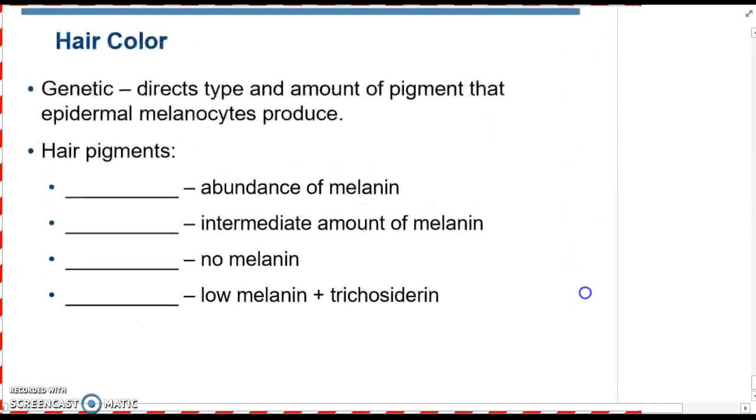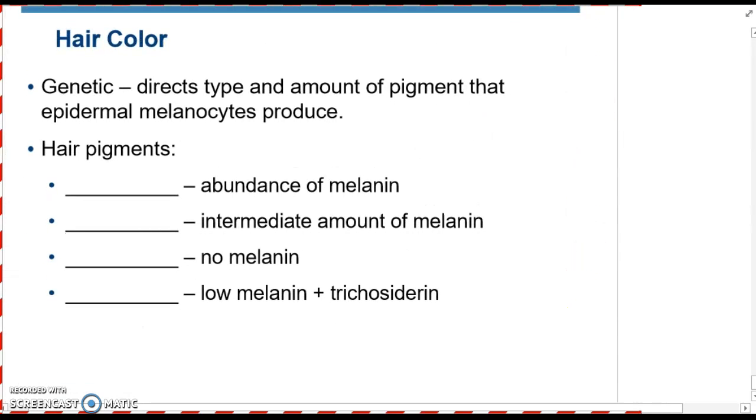I think this is the last thing here. Okay, so hair color. We're again thinking about the external. This is an accessory organ, the hair. So what determines it? Genetics. Information from your mom and information from your dad are going to direct the type and the amount of pigment that the melanocytes produce. Remember, these are the things that give skin color. So genetics play a huge part in what color you will be in terms of those melanocytes.